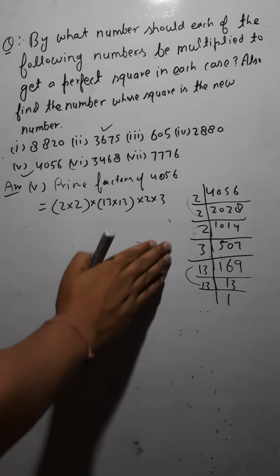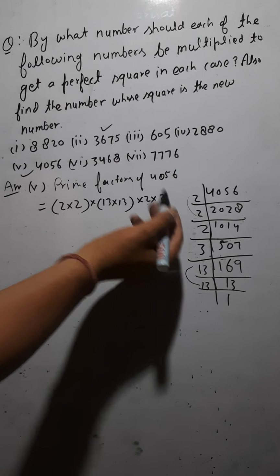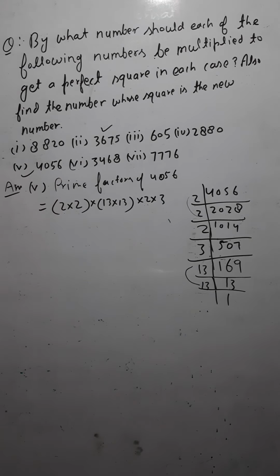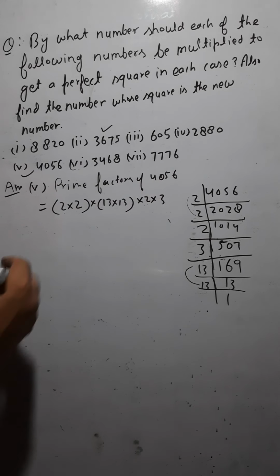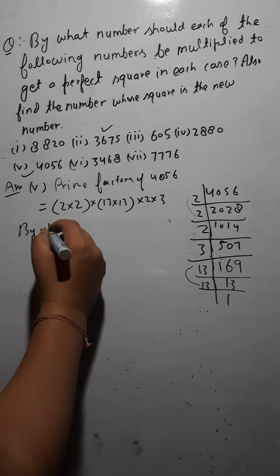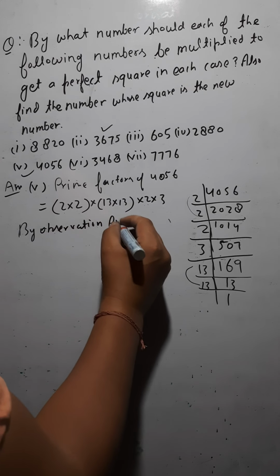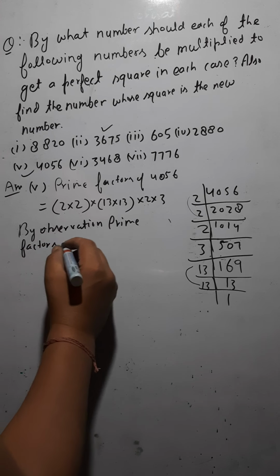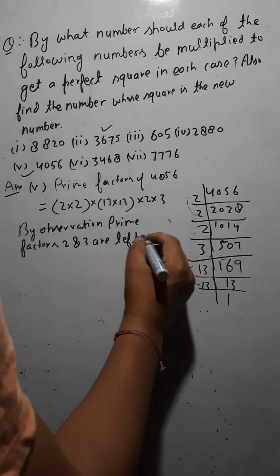Are you getting this? So you need one more pair here. You need one pair of 2, one pair of 3 also. It means you would be multiplying by 2 as well as by 3 there. Okay, so you would write there: by observation, prime factors 2 and 3 are left out.